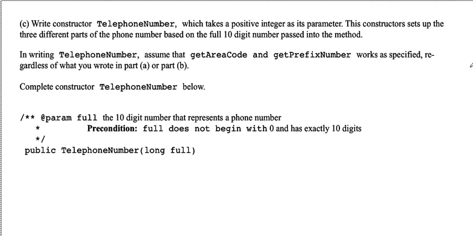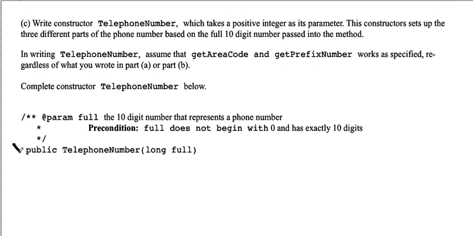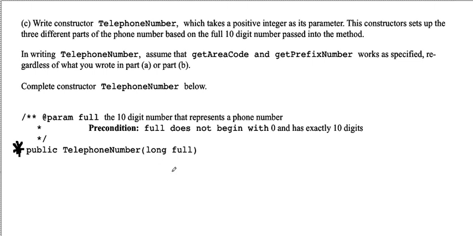In part C, a lot of people had trouble. We're trying to finish the Telephone constructor. Remember that the purpose of a constructor is to assign the fields. And if you forgot, the field names were area, prefix, which comes after area, and line. Our job is going to be to assign them to something, and it's going to be based on this variable full.